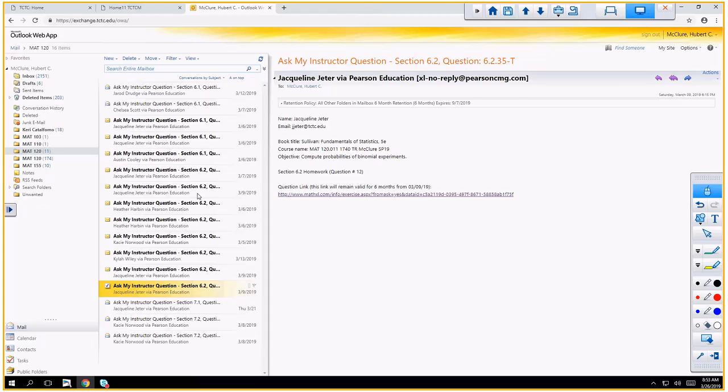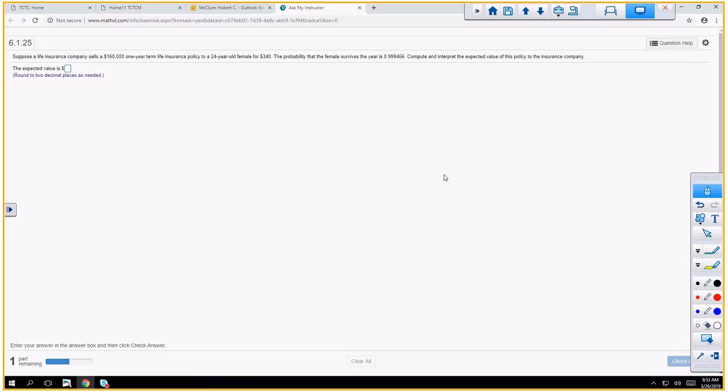Let's look at 6.1, 6.125/8. Suppose a life insurance company, we went over this problem in class. Suppose a life insurance company sells a $160,000 one-year life insurance policy to a 24-year-old female for $340. The probability that the female survives is 0.999466.